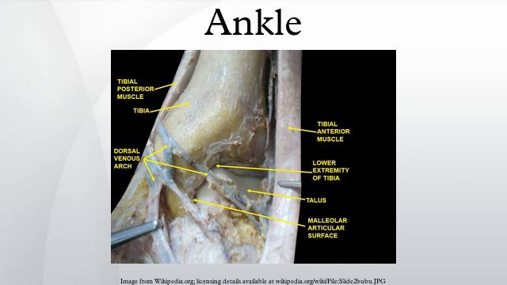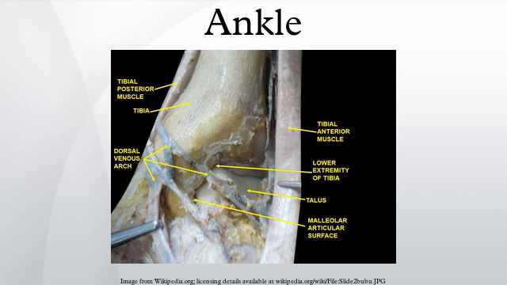The talocrural joint is a synovial hinge joint that connects the distal ends of the tibia and fibula in the lower limb with the proximal end of the talus. The articulation between the tibia and the talus bears more weight than that between the smaller fibula and the talus.